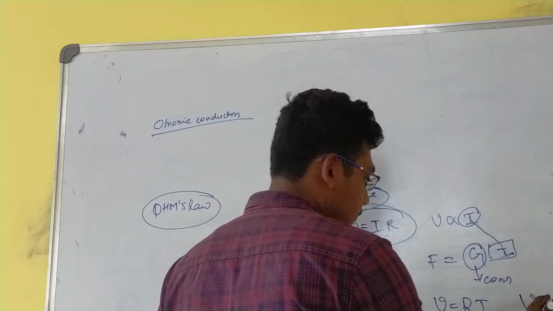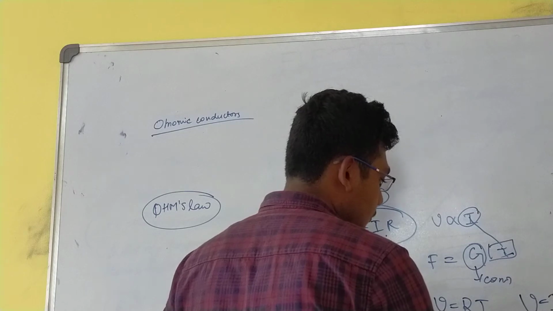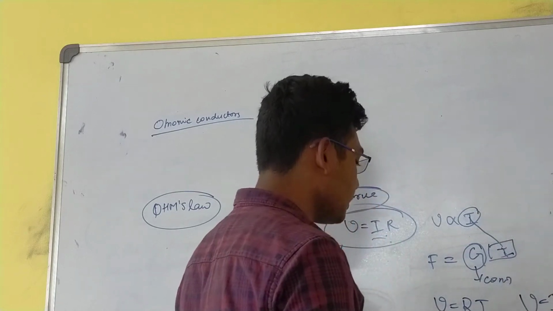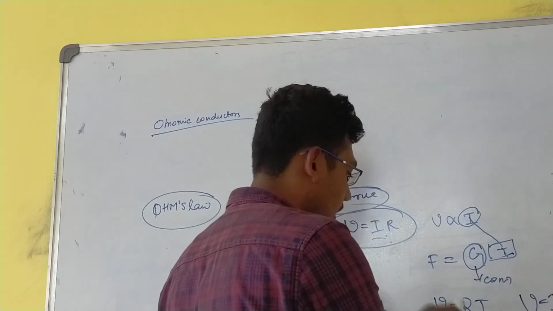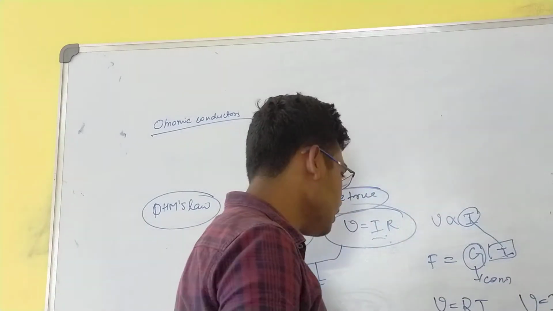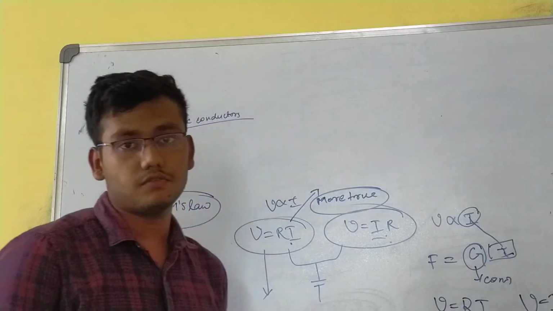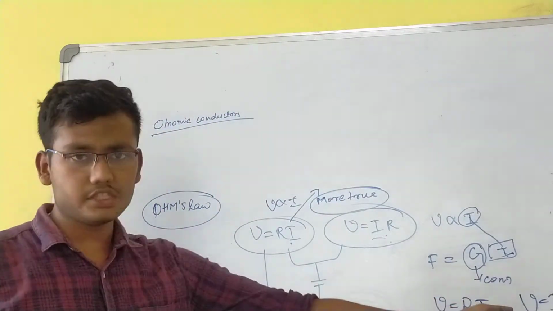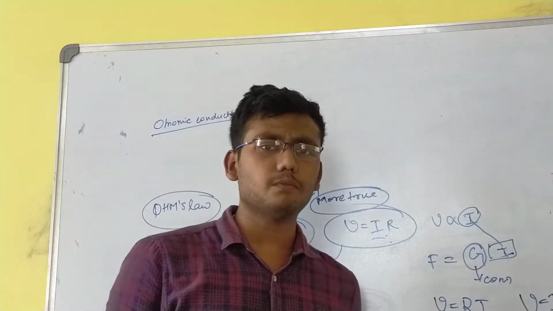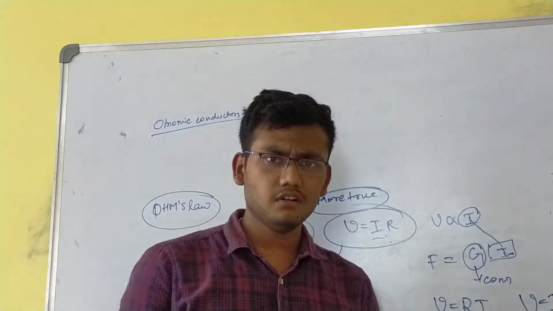If we write V equals IR, it implies that I is the proportionality constant. But in this formula, the proportionality constant is R. So we have to make sure that we write it correctly. Otherwise, the examiner is going to deduct marks. You know the concepts properly, but if you don't know how to represent them properly, then it's of no use.